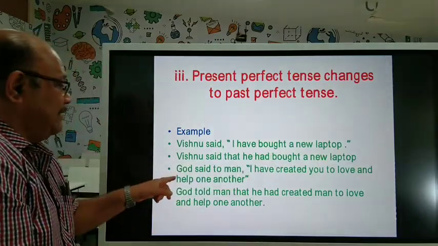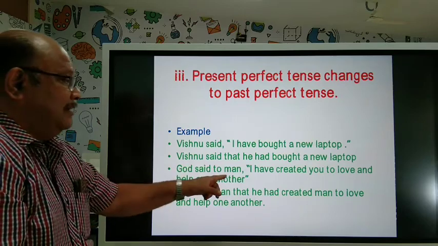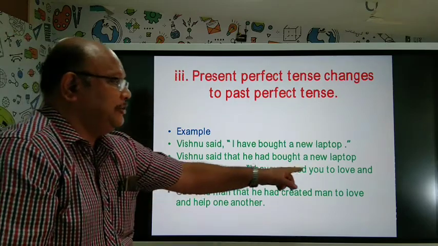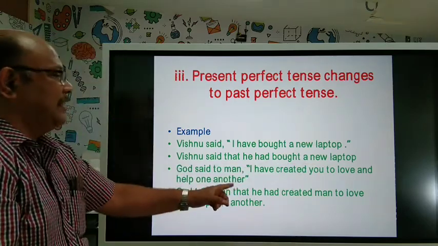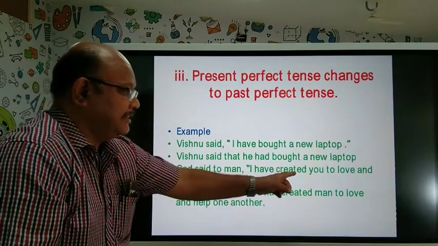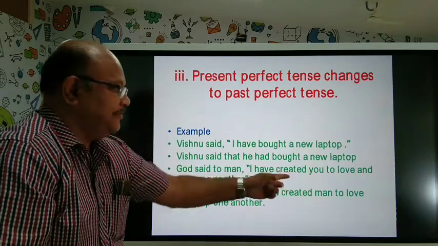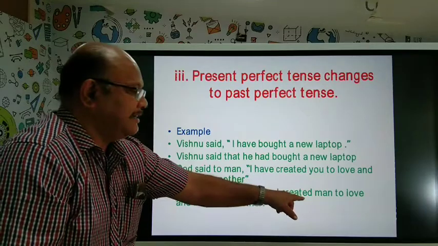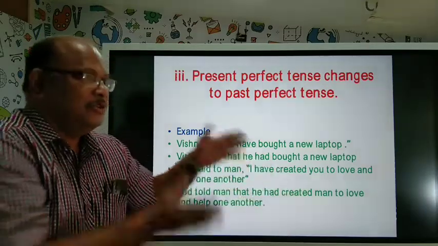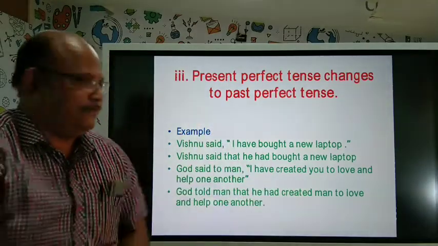Look at the next example. God said to man, "I have created you to love and help one another." Have created, present perfect form, changes to had created, past perfect. So present perfect changes to past perfect.